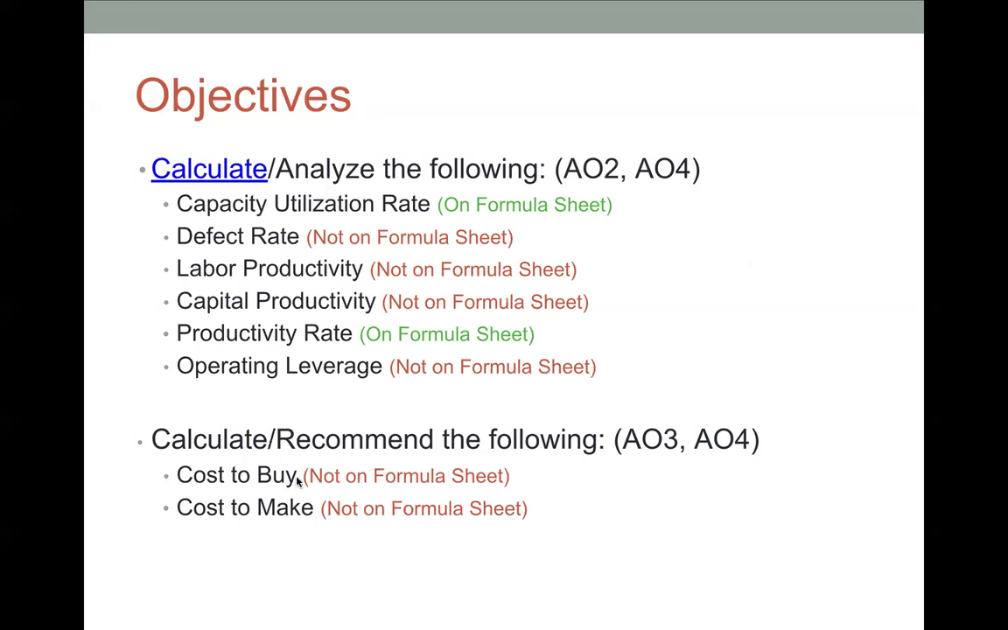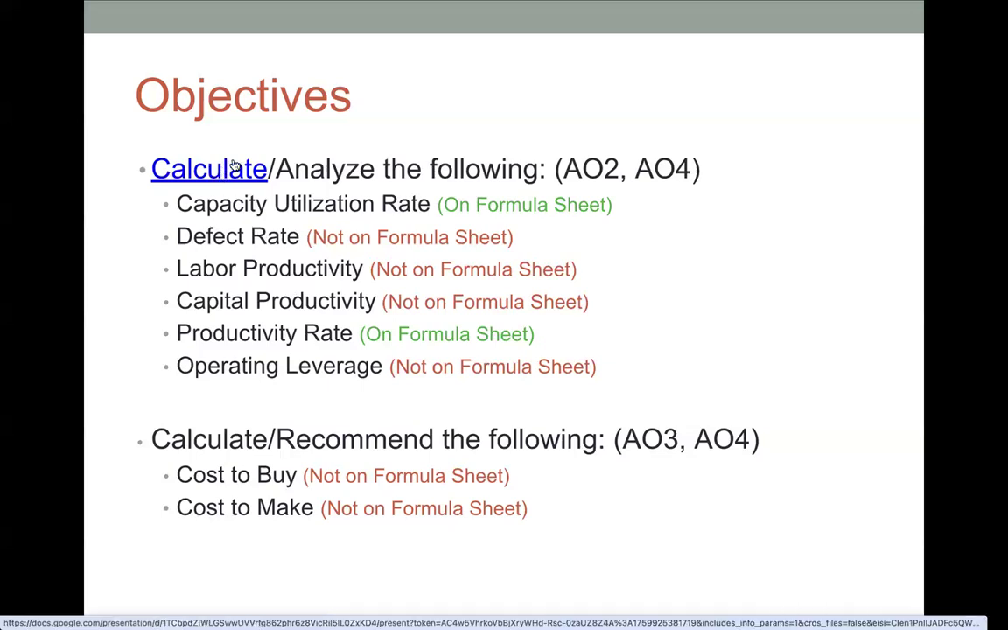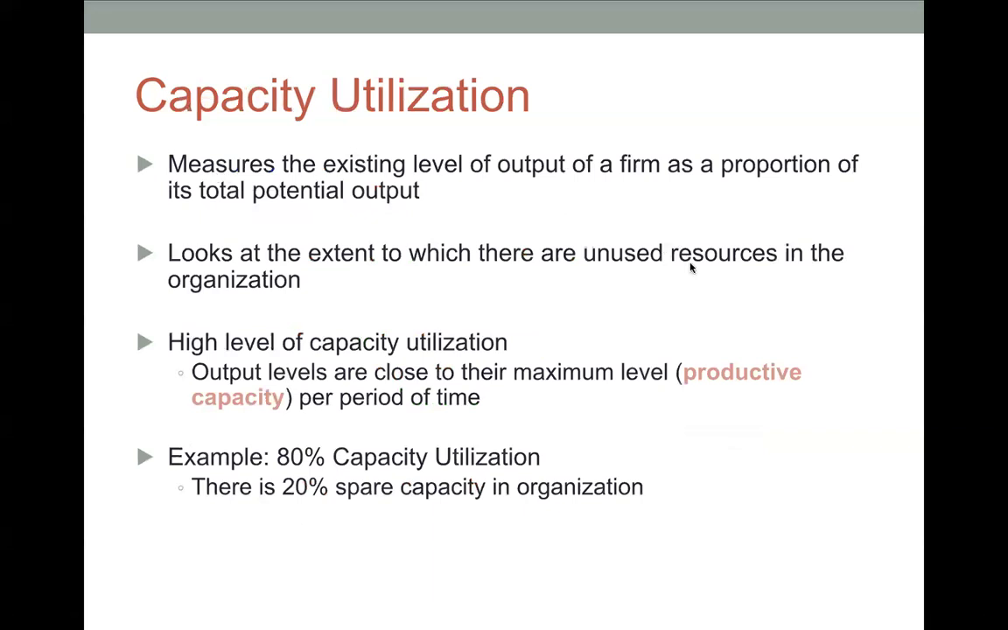We will also look at cost to make or cost to buy, also not on the formula sheet, a really common IB question. We'll be practicing all of these in the classroom. This is pretty intuitive. It's looking at insourcing versus outsourcing. And so to get to the slides, you can just click on this link right here that'll take you to slide 27, which goes straight to capacity utilization.